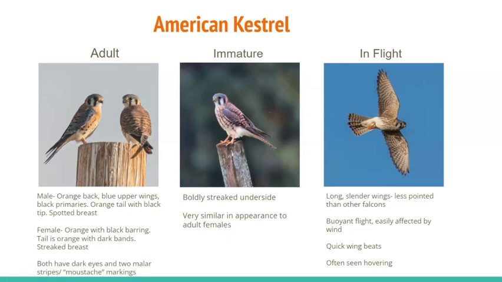So in flight, kestrels show very long, slender wings that tend to be less severely pointed than other falcons. They have very buoyant flight, again, kind of similar to the Sharpie. It's very butterfly-like. They'll often be buffeted by the wind, and you rarely see them flying in a direct line. It's usually all over the place. For wing beats, they're typically very quick, very snappy. And they're another species that you'll often see hovering over open fields.